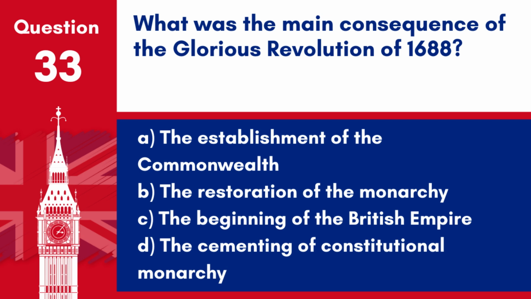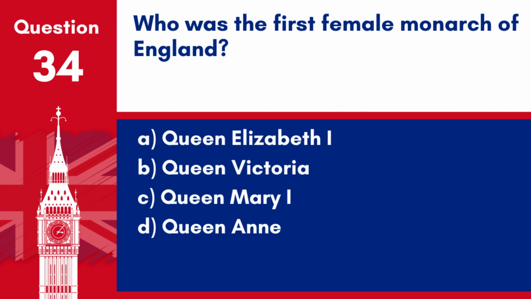Answer D. The cementing of constitutional monarchy. The Glorious Revolution established the supremacy of Parliament over the monarchy, leading to the system of constitutional monarchy in Britain. Question 34. Who was the first female monarch of England?